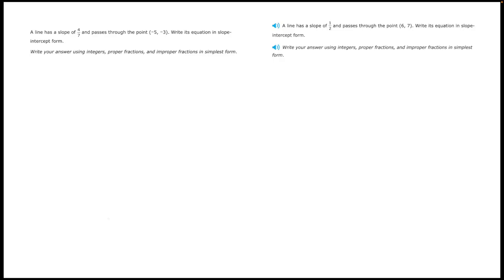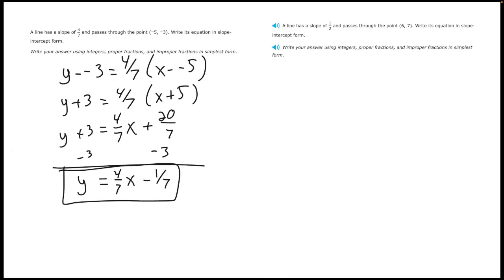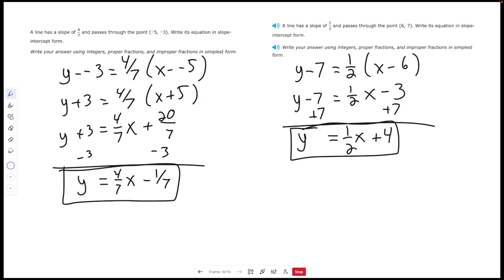Okay, now that you've had time to work these problems, let's check your solutions. For the first problem, here is your work, and you should have ended up with y equals 4/7 x minus 1/7. And for the second problem, here's the work, should have ended up with y equals 1/2 x plus 4.